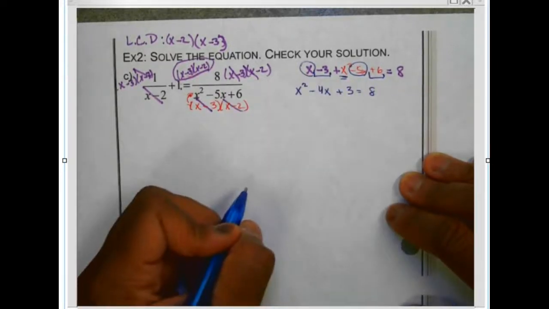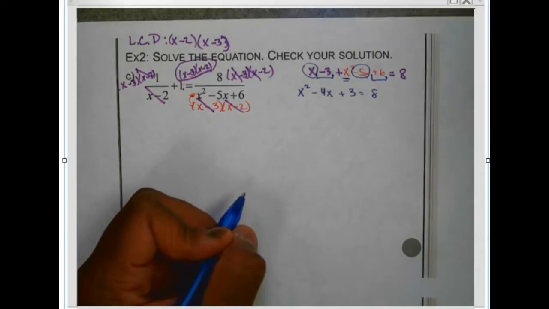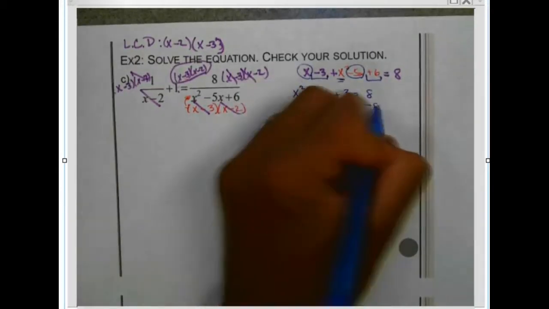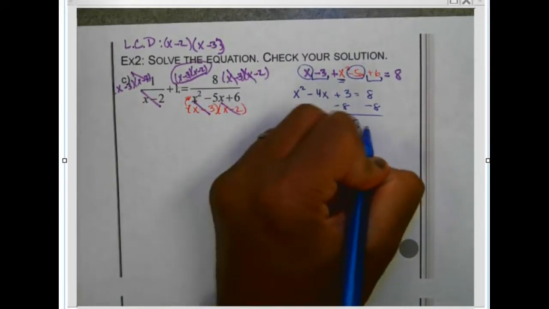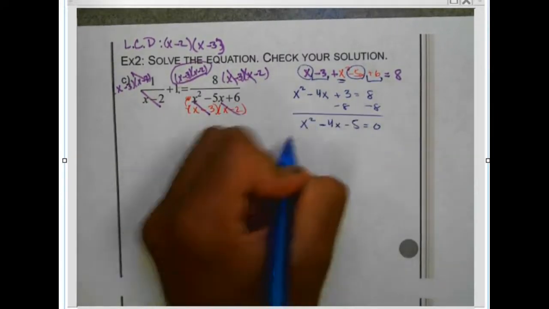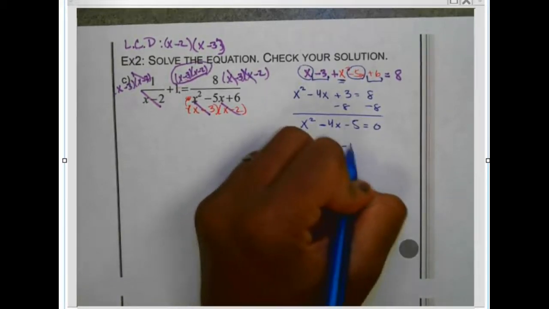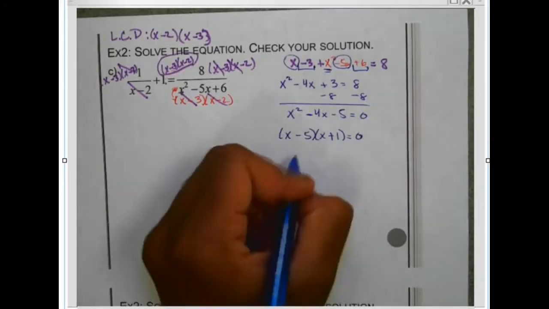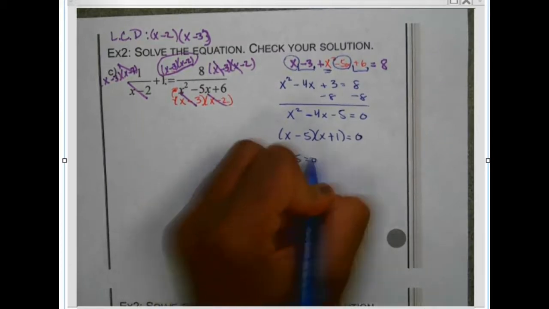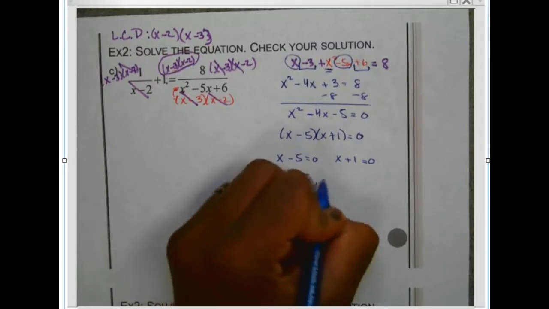I do need everything to be on one side, if you don't mind, and even if you do, we're still going to do it. So I'm going to minus 8 and minus 8. X squared minus 4x minus 5 is equal to 0. Factoring would give me this, trust me. So x minus 5 equals 0, x plus 1 equals 0. So x is equal to 5 and negative 1.